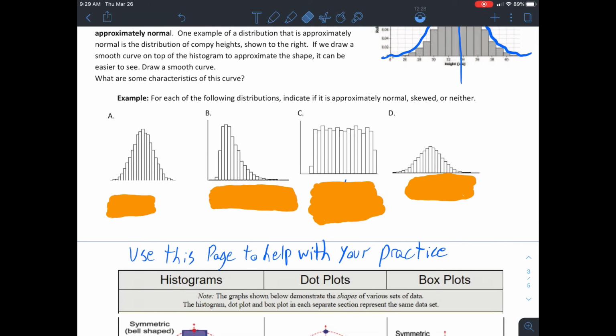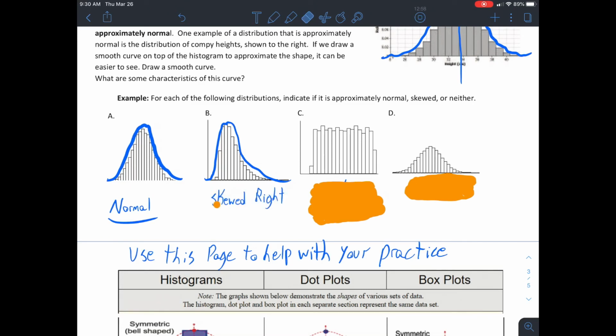Besides bell curves, data can look multiple different ways. So for example, in A, that looks like a bell curve. If we were to put a line above it, it looks like a bell curve. It's pretty normally distributed. This example, while it is still bell-shaped, it doesn't look symmetrical. It looks a little bit skewed right to me since it's heavier on the left. And that's right, it's a little skewed right.